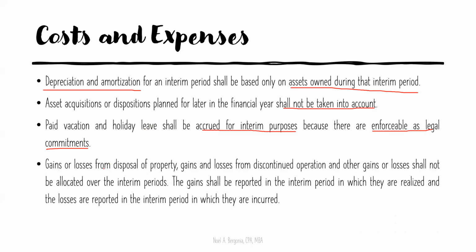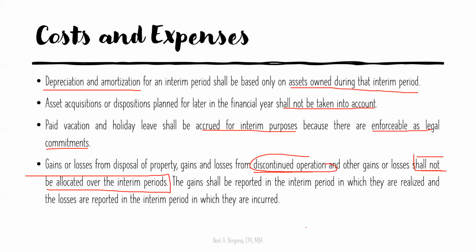And then some gains and or losses from disposal of properties, or even the discontinued operations that we have mentioned already, shall not be allocated over interim periods. Remember, any revenues kanina should be recognized at the interim period when it occurs. So just in case that there would be gains and losses related to discontinued operations, do not allocate it. So pag nakakita po kayo ng gains and losses about disposal of properties, recognize them at the period when they occurred. Huwag nyo pong i-spread.